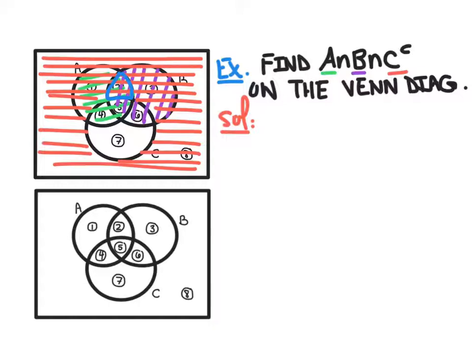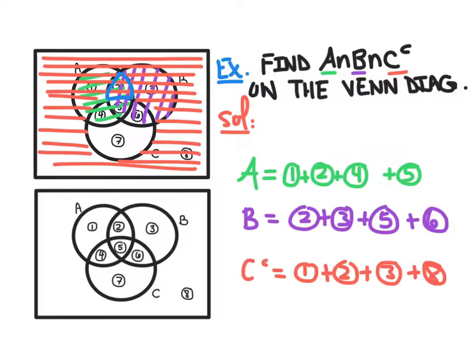And this approach would be to use the numbers 1 through 8 to your advantage. So we're first going to write A as what it is in numbers. So A encompasses 1, 2, 4, and 5. The same can be done for B, where B encompasses 2, 3, 5, and 6. And the same can be done for C's complement. So outside of the circle C, you have 1, 2, 3, and all of 8. So I'm going to write that here.